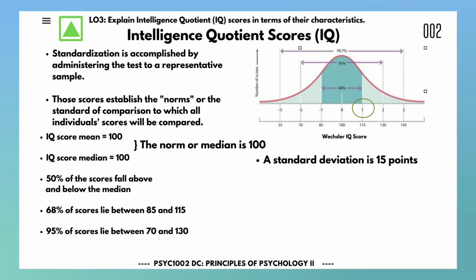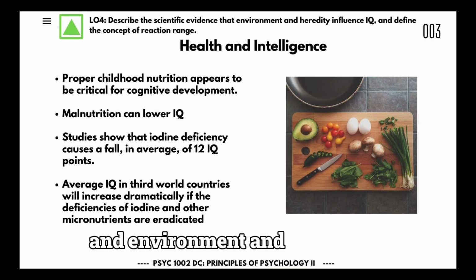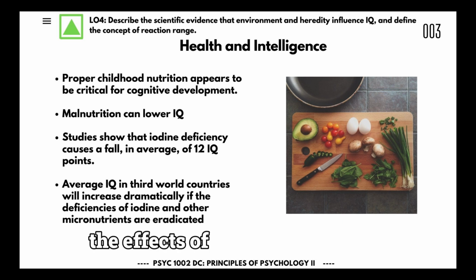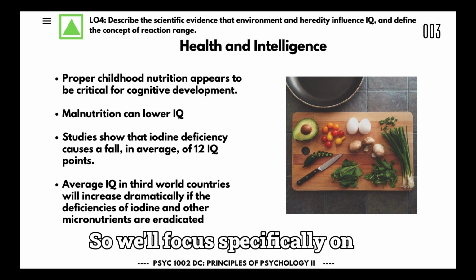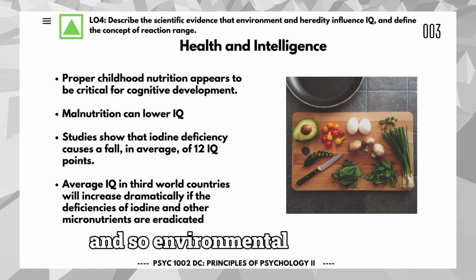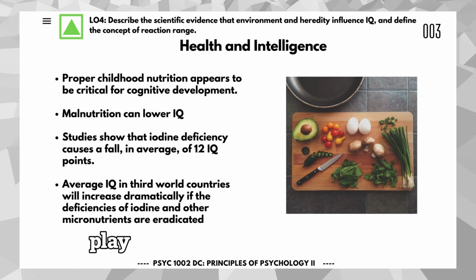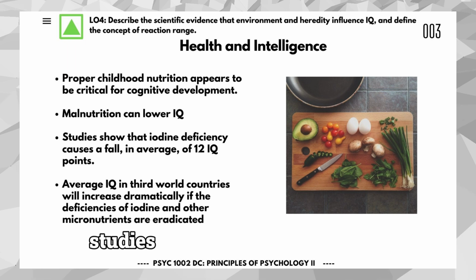Okay, so now we're at learning outcome 4, which is to describe the scientific evidence that environment and heredity influence IQ. We'll start with the effects of the environment. We'll focus specifically on health. Environmental factors play a role in determining IQ.